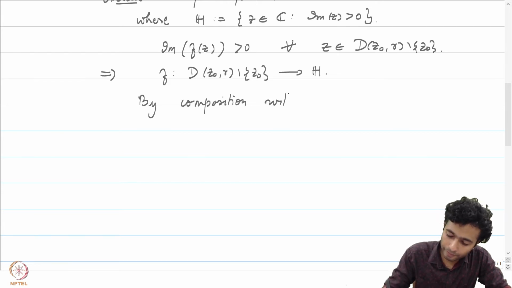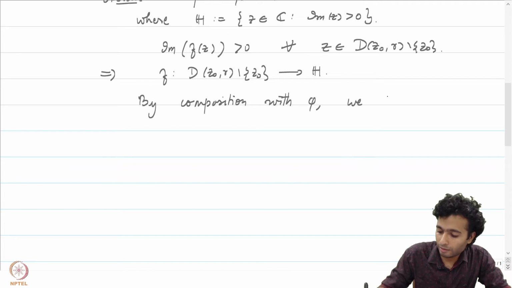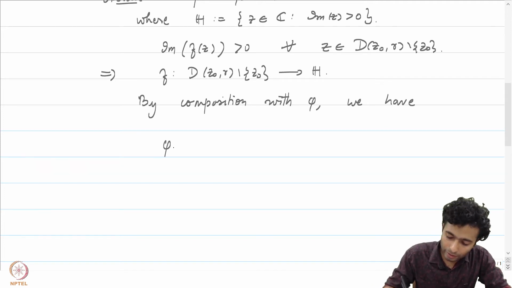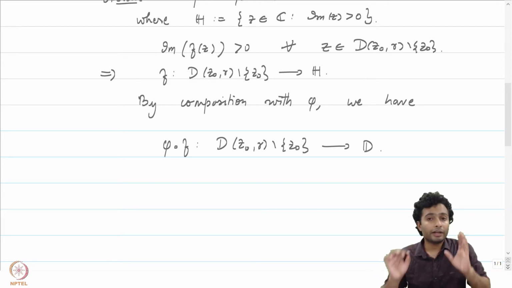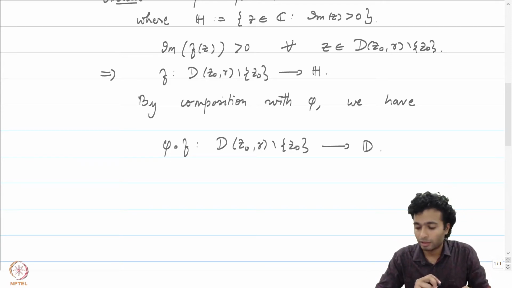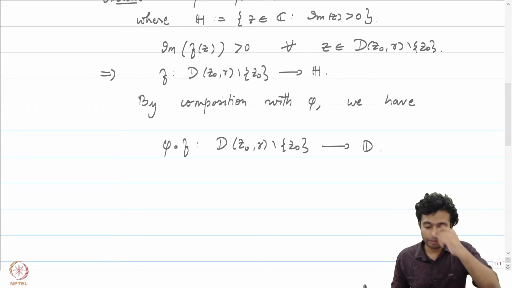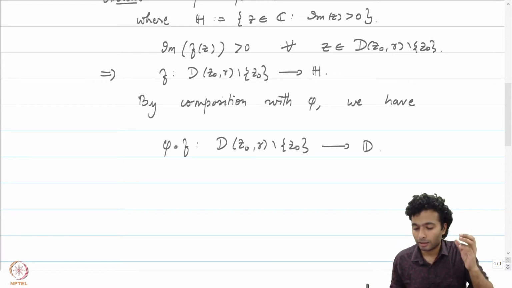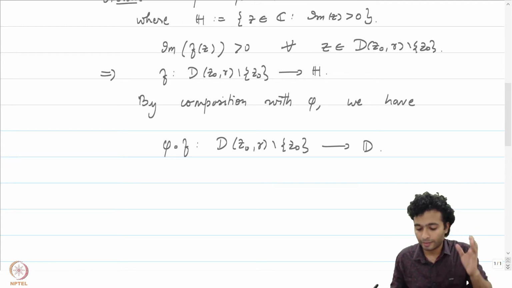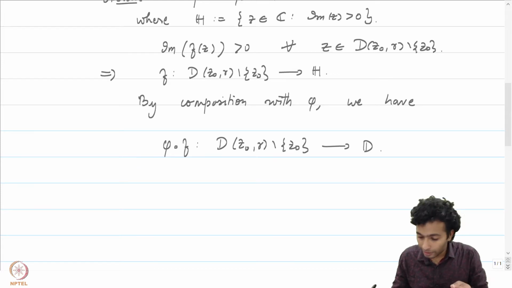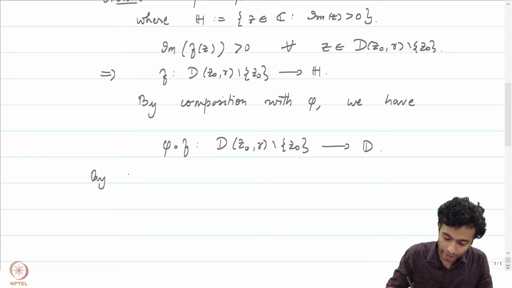hence by composition with phi, we have phi composed with f is now a map from D(z0, r) minus z0 into the unit disk. Now, how is the situation to apply the Riemann removable singularity theorem? The reason being that the unit disk is the set of all z such that mod z is less than 1. So in particular, phi composed with f has an isolated singularity and it is bounded in a neighborhood of z0.